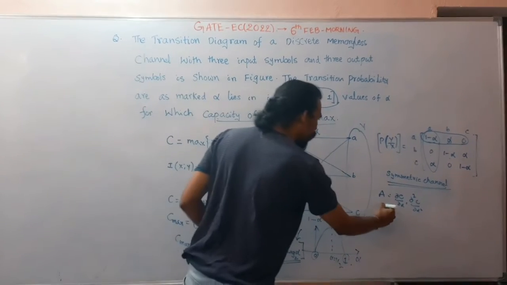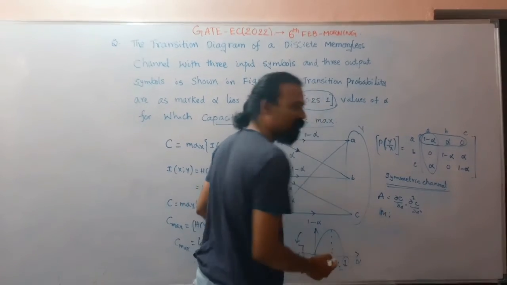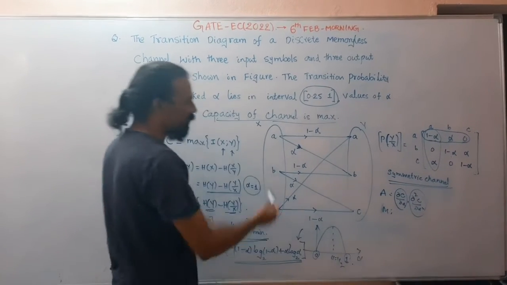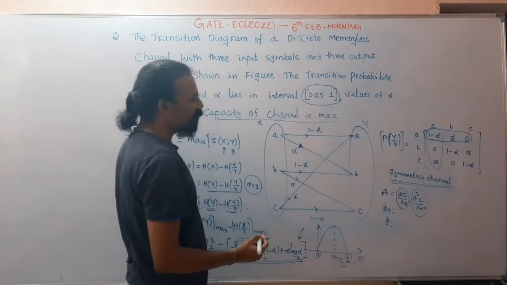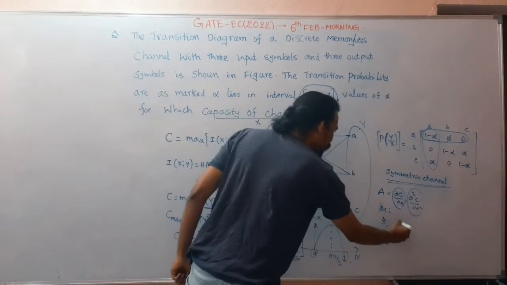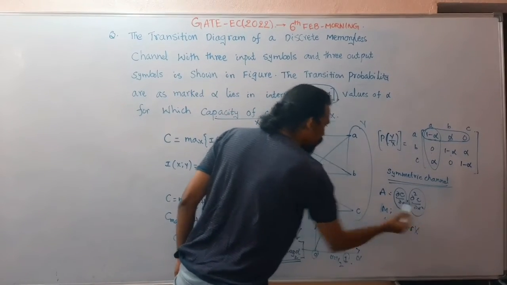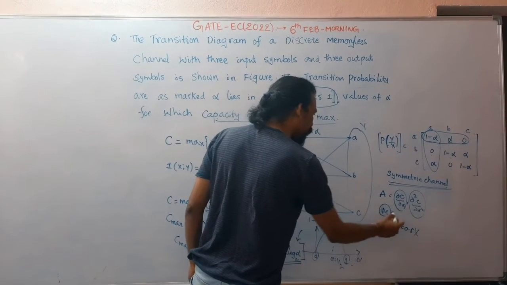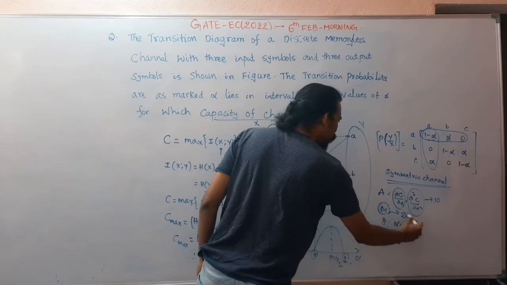Institute M also follows the same approach, calculating dou C by dou alpha and dou square C by dou alpha square. Institute B differentiated, made it equal to 0, and put the answer alpha equal to 0.5, so they provided a wrong answer. Institute A solved it in around 10 to 20 minutes, and Institute M solved this question in 20 minutes.